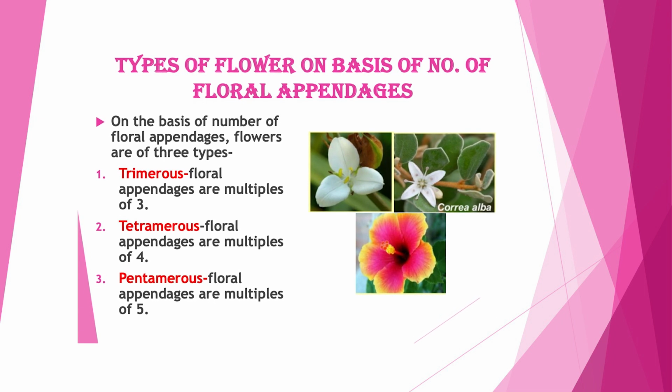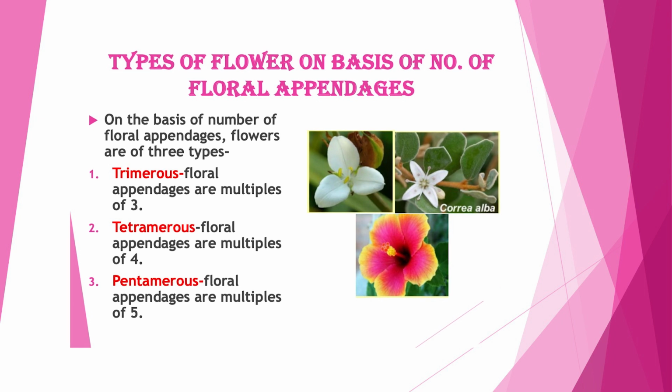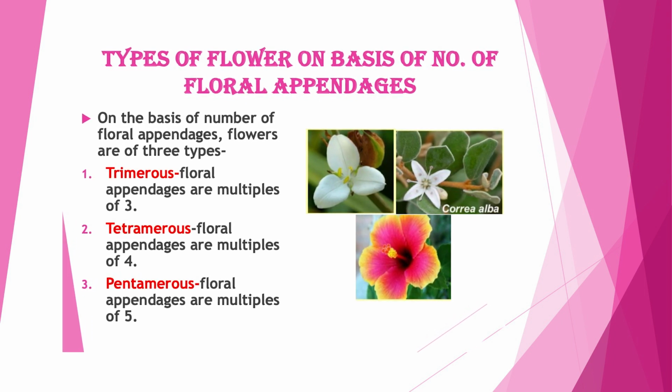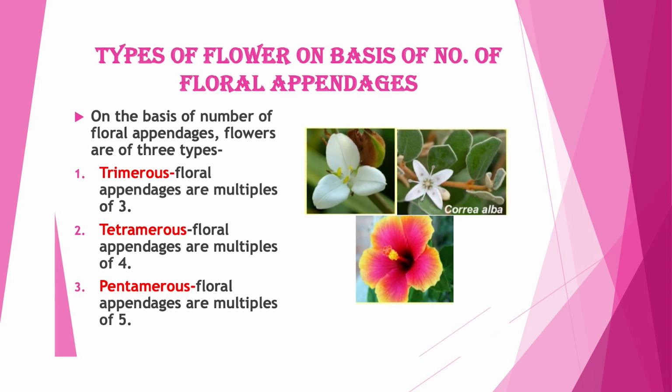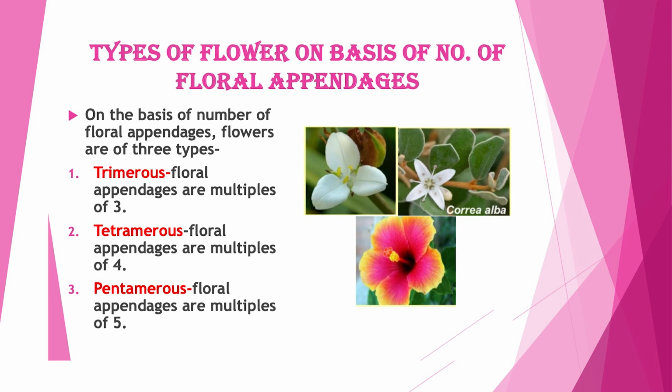There are three types of flowers on the basis of number of floral appendages. Trimerous, floral appendages are 3 or in the multiples of 3. Tetramerous, floral appendages are 4 or in multiples of 4. And finally, pentamerous, floral appendages are 5 or in multiples of 5.